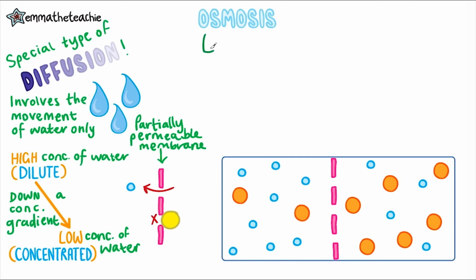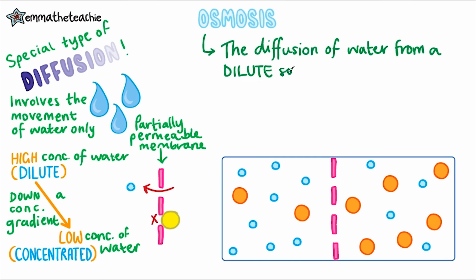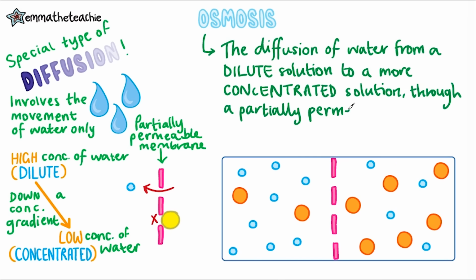So, to sum up our definition of osmosis, it is the diffusion of water from a dilute solution to a concentrated solution through a partially permeable membrane. It is worth noting that just like diffusion, it is a passive process because it happens down a concentration gradient, and therefore no extra energy is needed. Now let's take a look at osmosis in action.